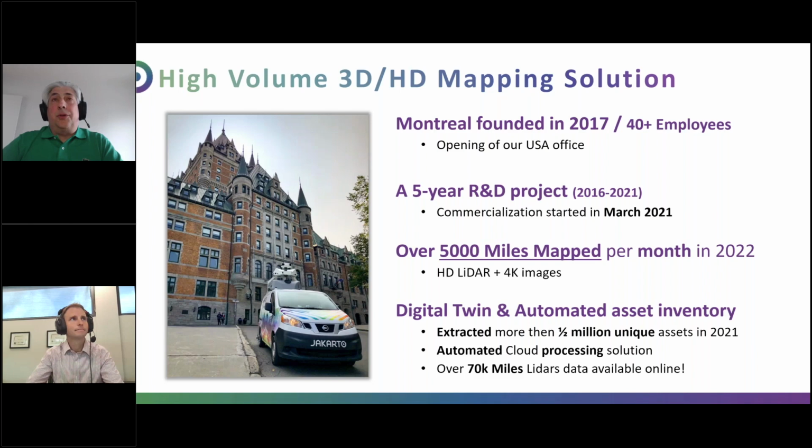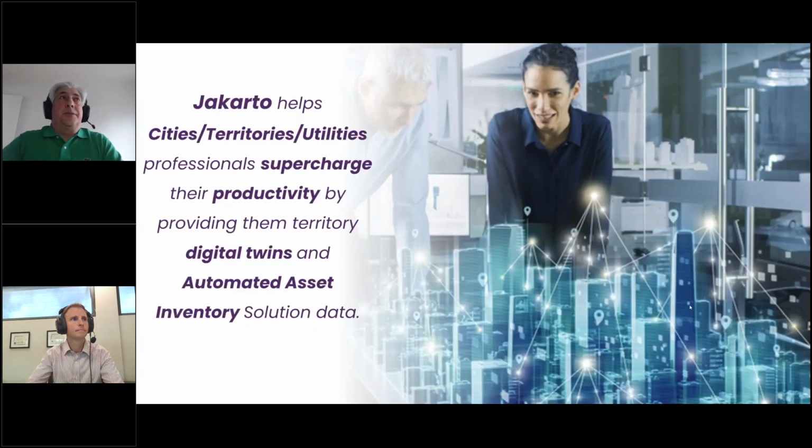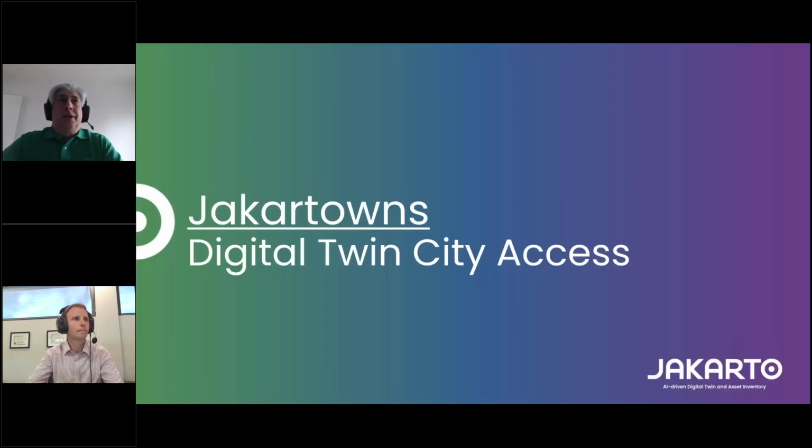The third thing we did is we created tools to do asset inventory, to do it by hand, but also to automate a lot of it as well. So basically, we help cities, territories, and utilities supercharge their productivity by providing them a tool to access their digital twin and automated asset inventory. So how do we do that? Today, I'm going to talk about our web platform, which is called Jakartowns, which is the digital twin.